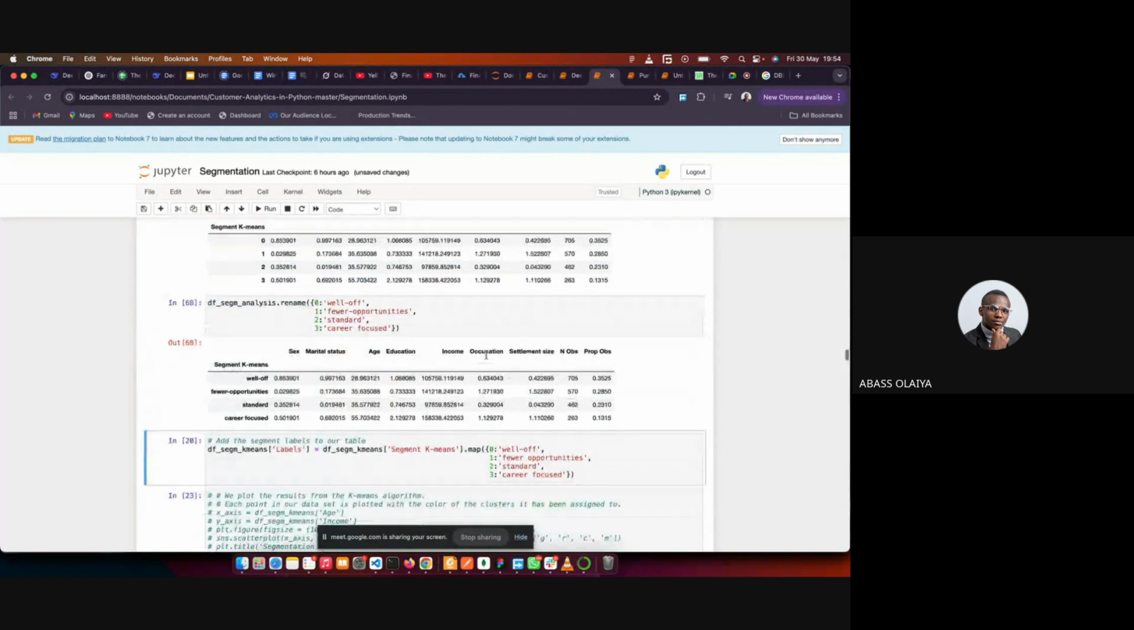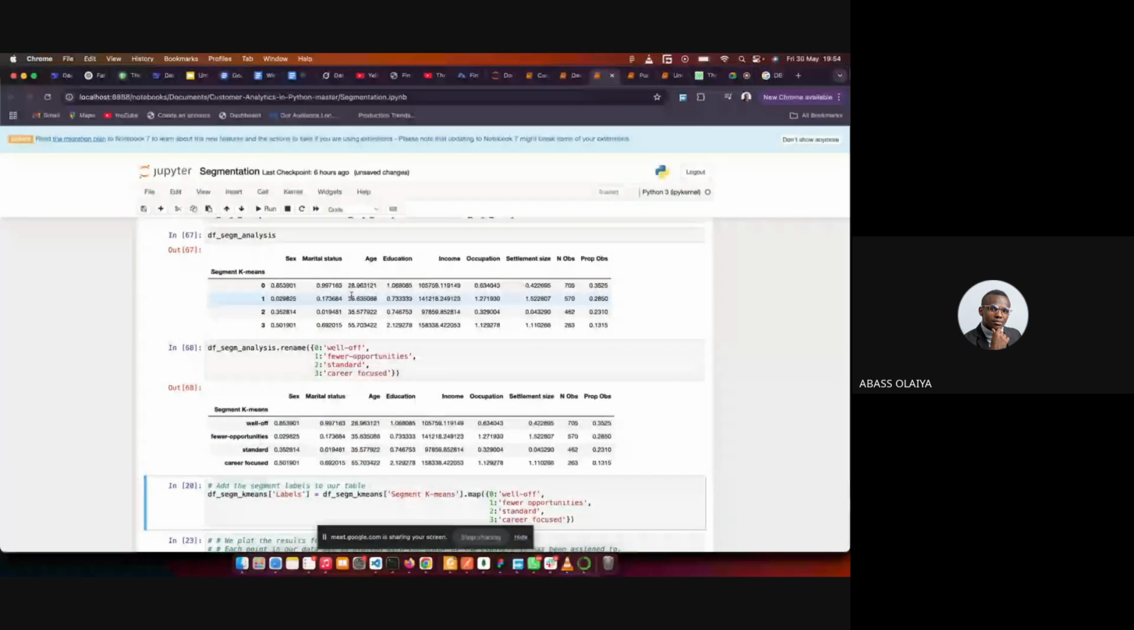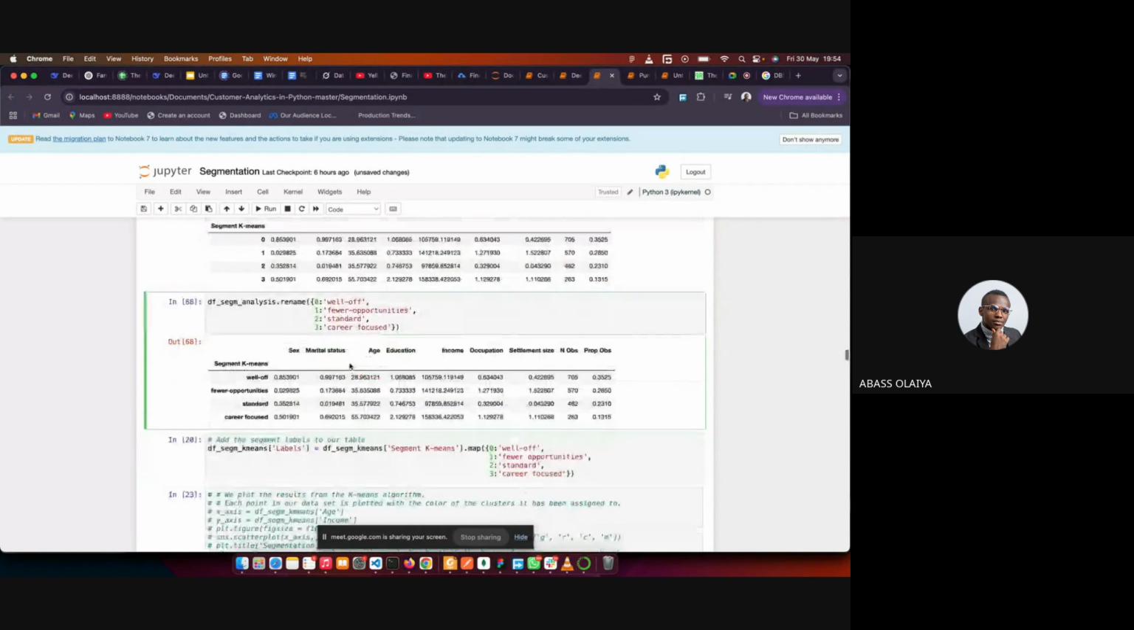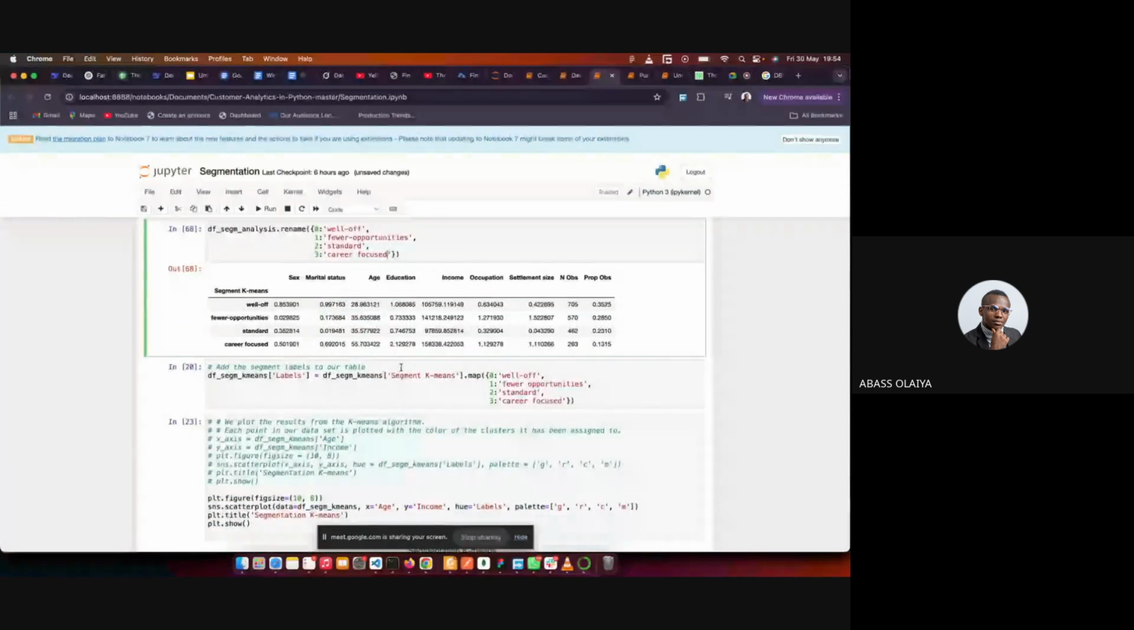So this is how we classify the data set that we have now. We have 4 clusters: the well off, like the rich guys; the fewer opportunities, who don't have many opportunities but are like me and you; the standard, who are like the regular Nigerian; and the career focused. So that's what we basically did for our data set. We classified them into 4 segments and labeled them so that the people in the field can know exactly which class each user belongs to.